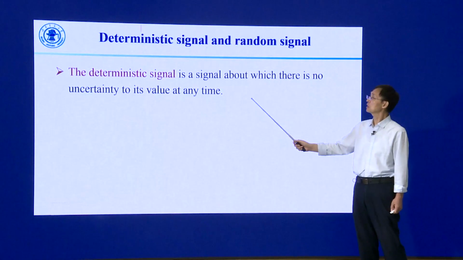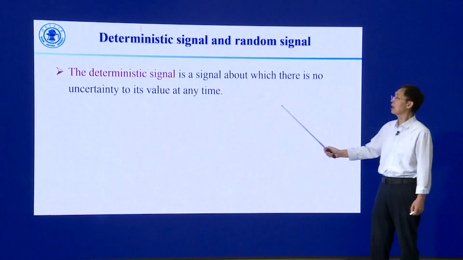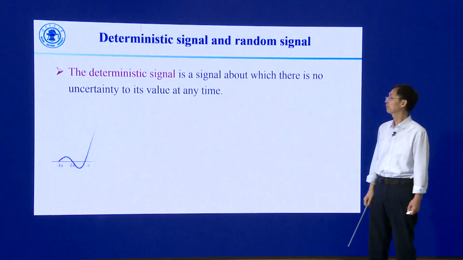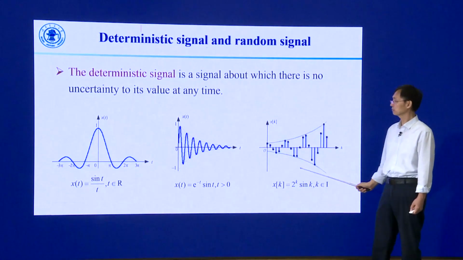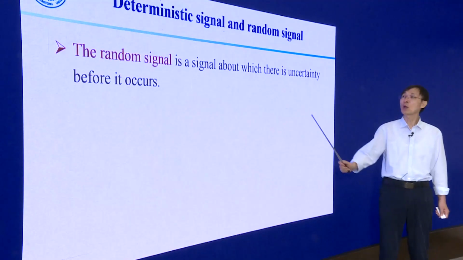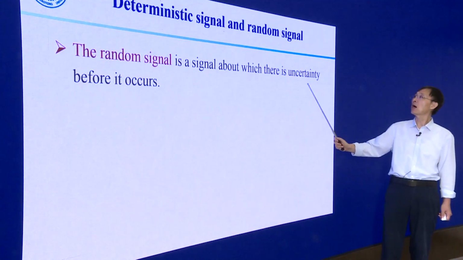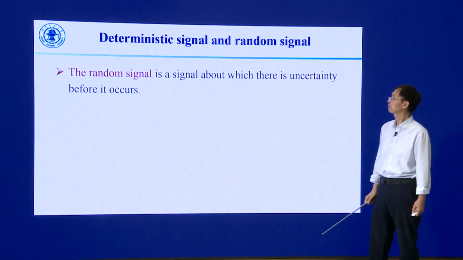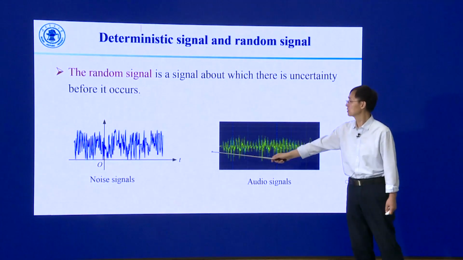The deterministic signal is a signal about which there is no uncertainty to its value at any time. These are deterministic signals. The random signal is a signal about which there is uncertainty before it occurs. These are random signals.